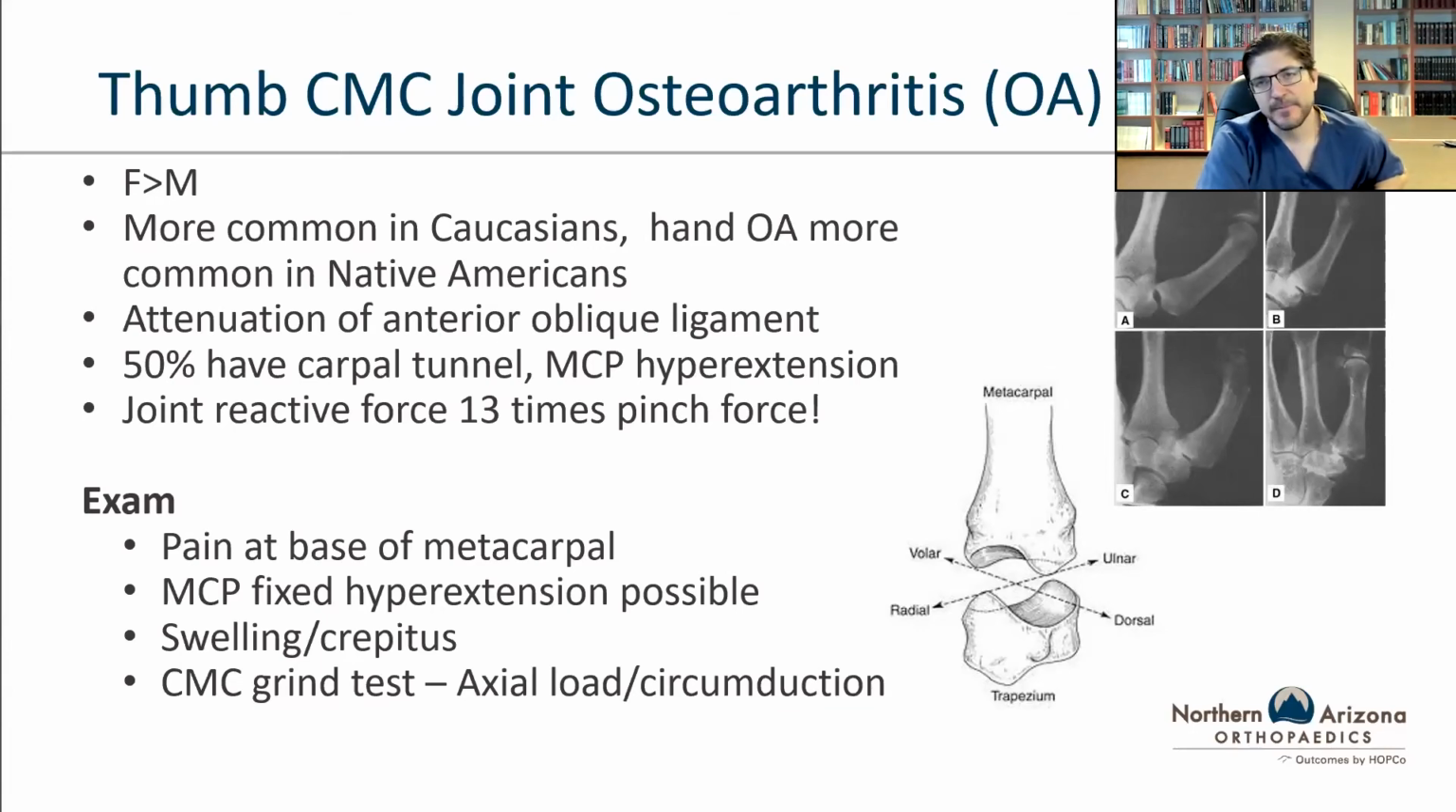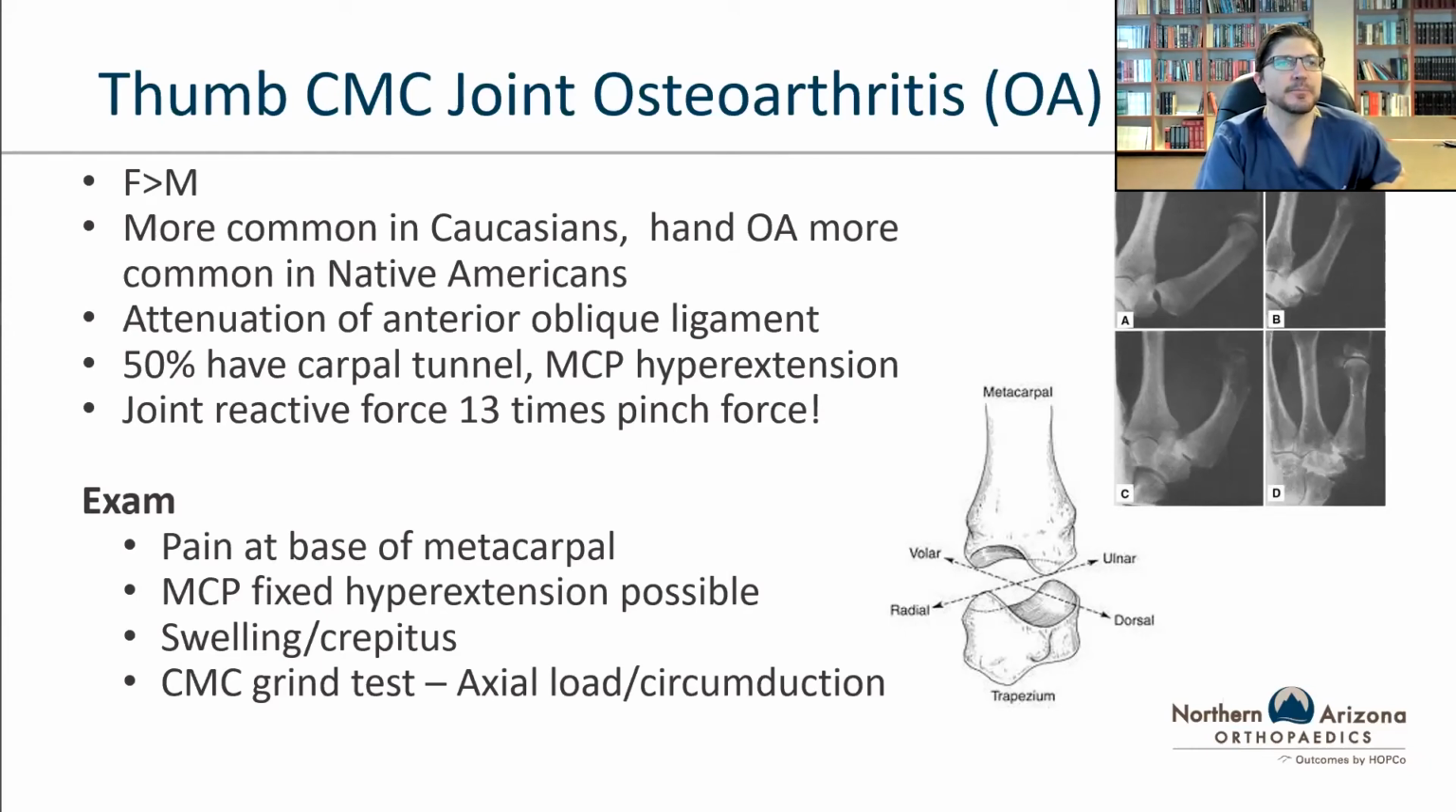Something that we look for on each examination is whether or not there's an associated carpal tunnel syndrome, because that's associated with this, as well as a deformity at other joints in the hand, which may need to be addressed at the time of the treatment of the other predominant arthritis at the carpometacarpal joint. Something that's an interesting fact is that this joint sees a force of about 13 times of anything that you pinch. So that's why this arthritis occurs there.